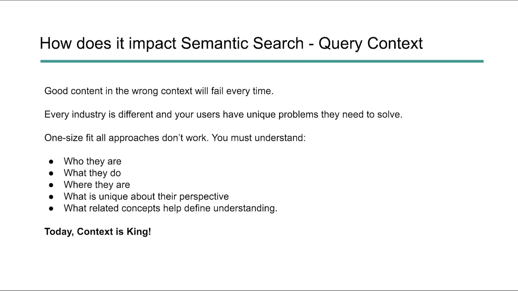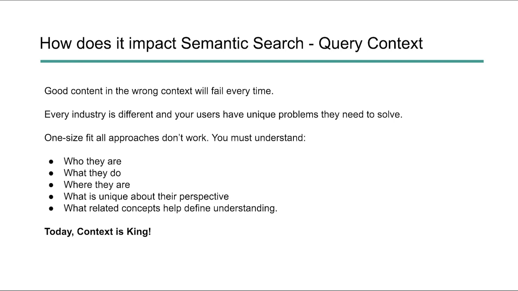And a one-size-fits-all approach does not work. So you need to understand things like who your users are. So again, who they are as individuals, as people. What do they do? What industry are they in? What level of job do they have? Where are they? Like, what is their geographic region? That plays a role on query context. What is unique about their perspective when they're searching? What's the context of their search?